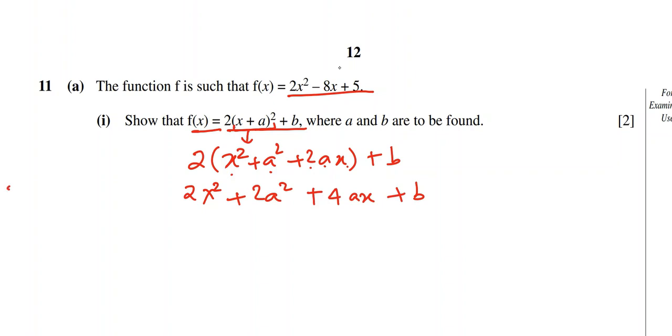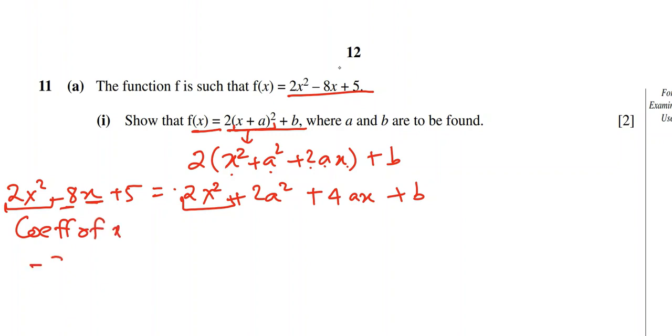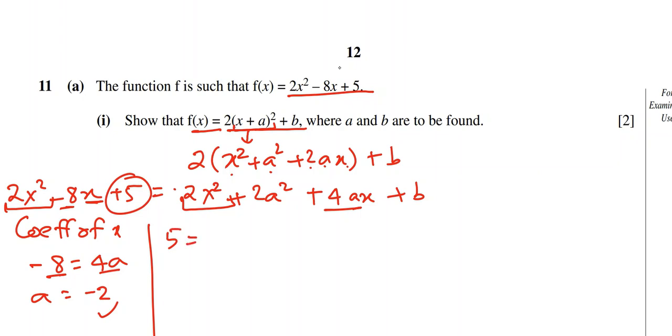Let's compare it with the equation they have given. 2x square minus 8x plus 5 equals 0. Can you see 2x square and 2x square are matching perfectly? The coefficient of x is minus 8. So let's compare the coefficient of x, minus 8 on the left side and 4a on the right side. So a comes out to be minus 8 divided by 4, minus 2. We got a. Let's compare the constant part. Constant here is 5. Constants here are 2a square plus b.